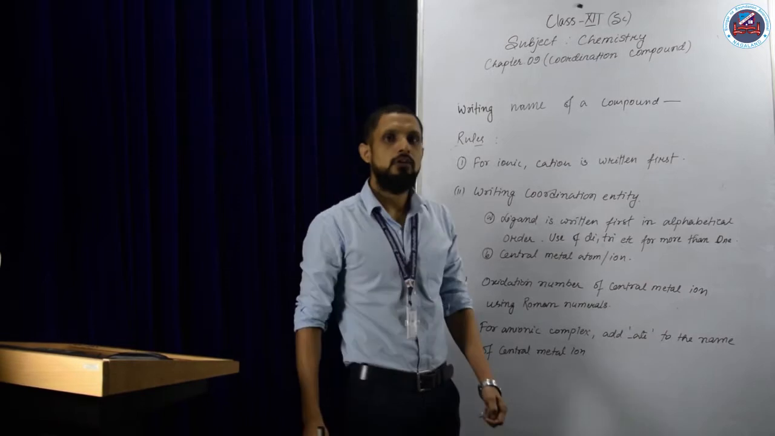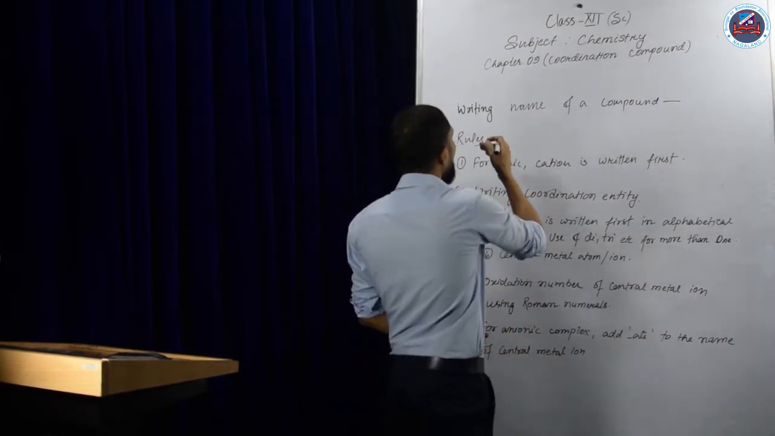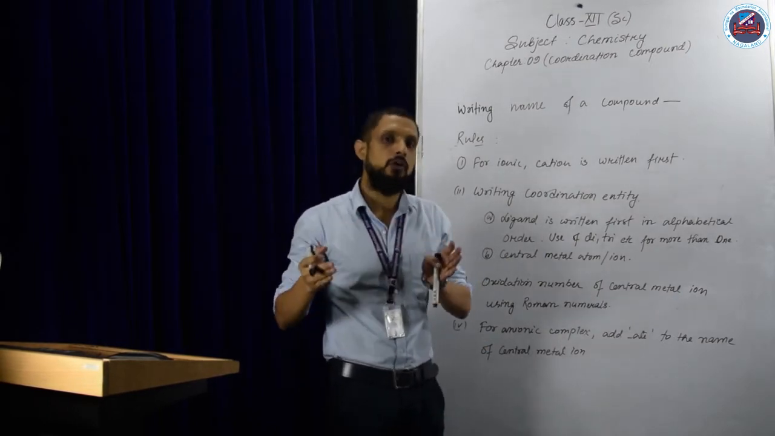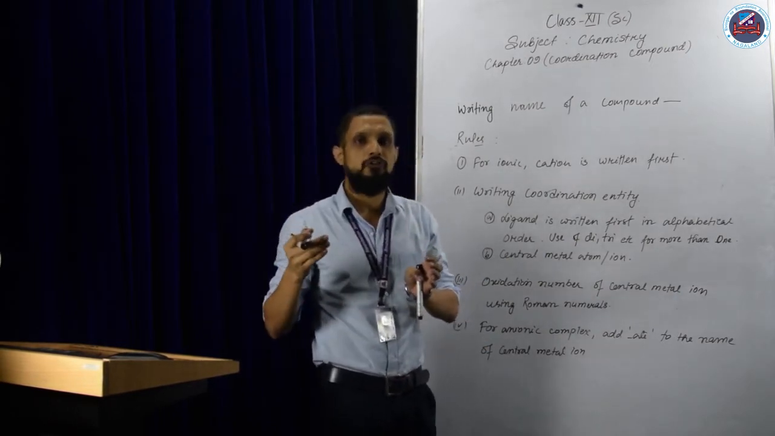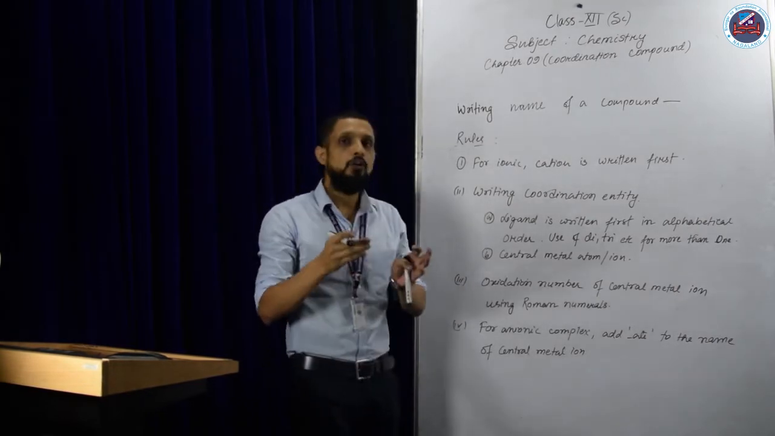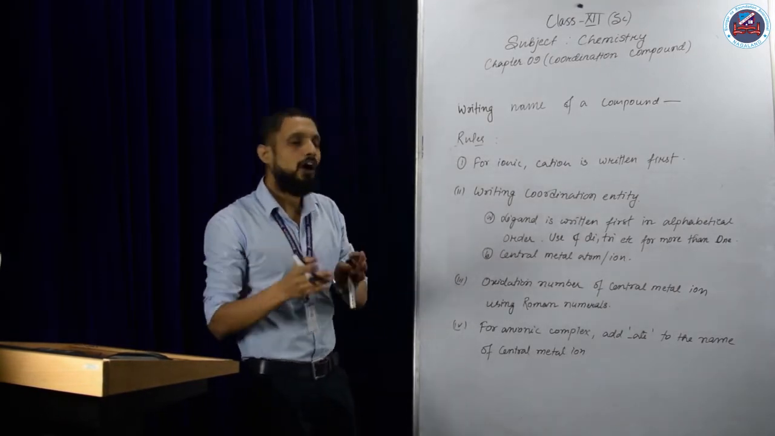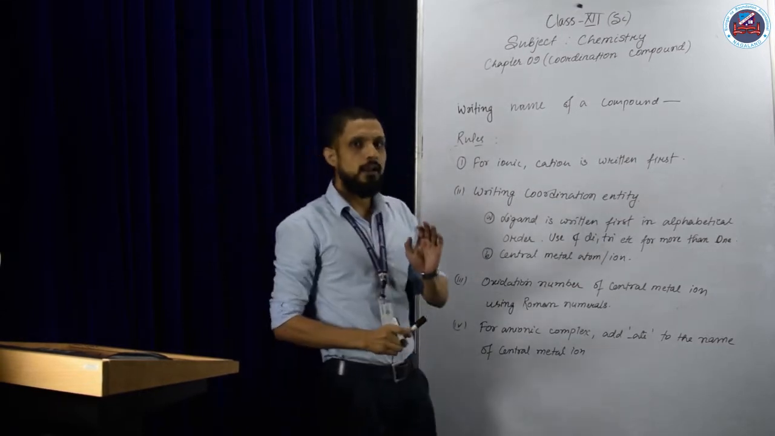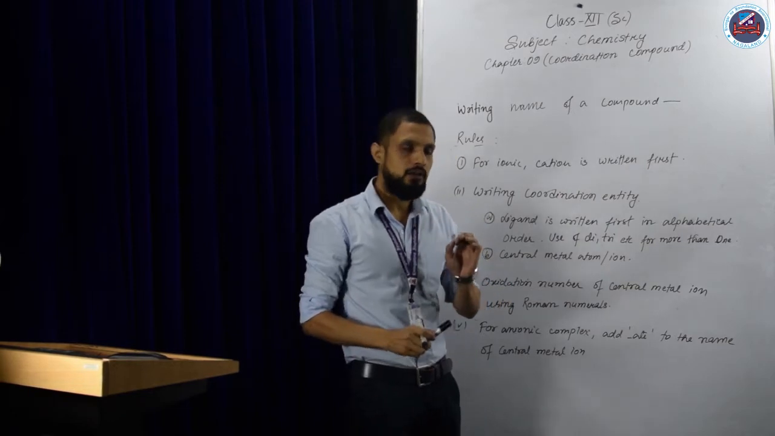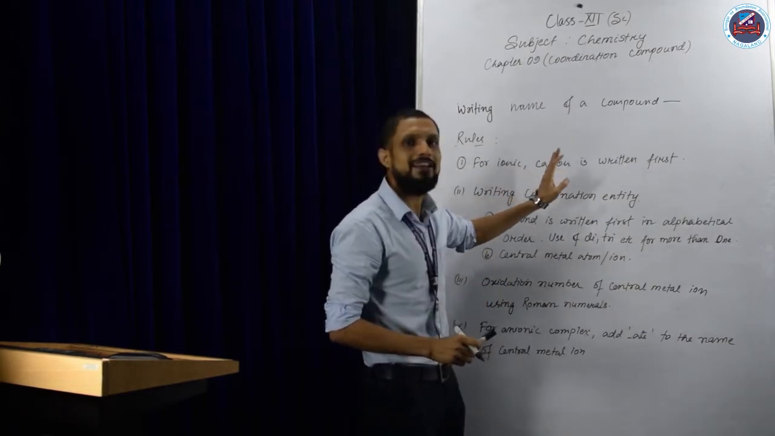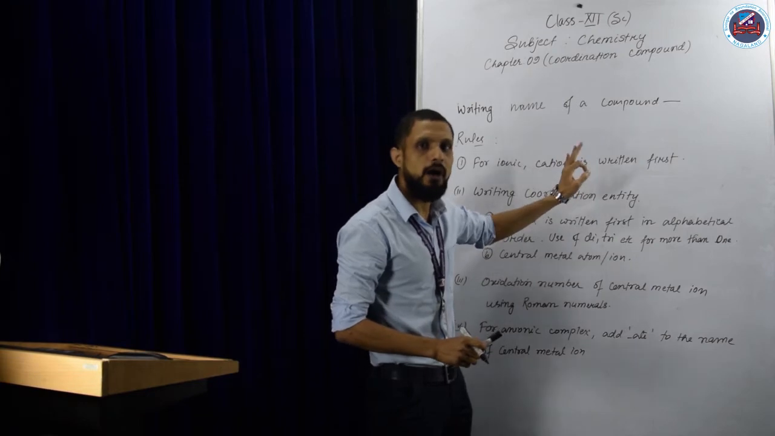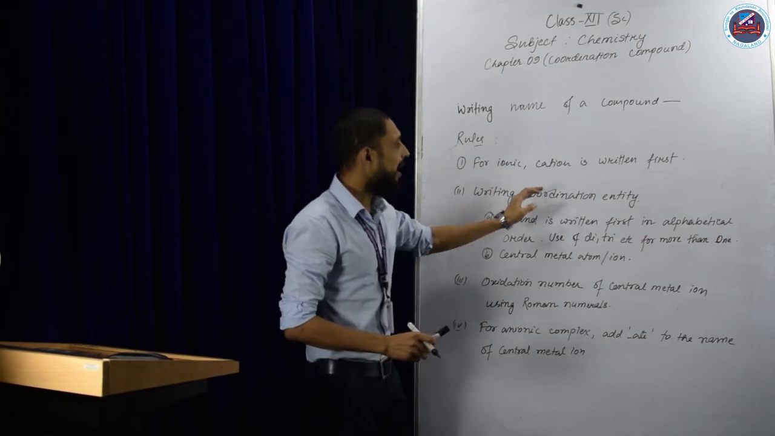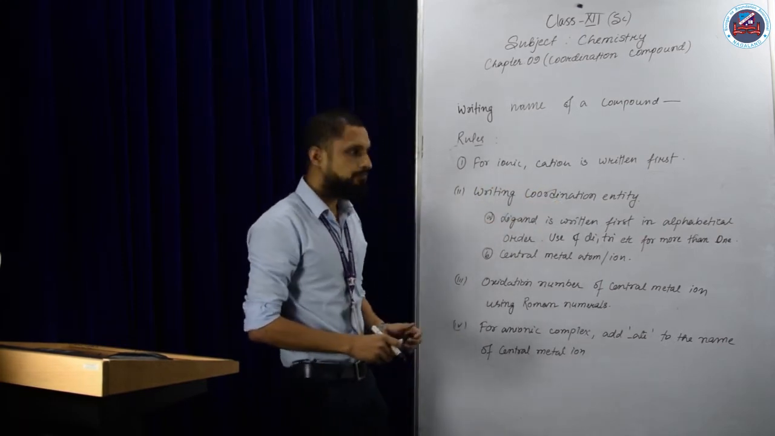In this video, we are going to study how to write the name from the formula. You'll be given a formula and asked to write the name of the compound. In order to write the name, again you have to follow some rules. Rule number 1: if the compound is ionic, you'll write the name of the cation first, followed by the anion. Next rule is for writing the coordination entity.